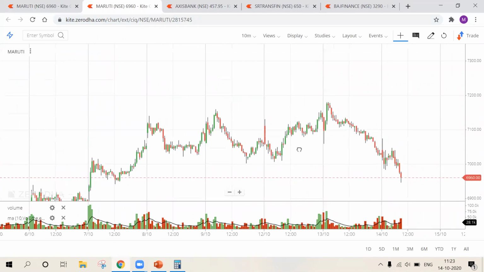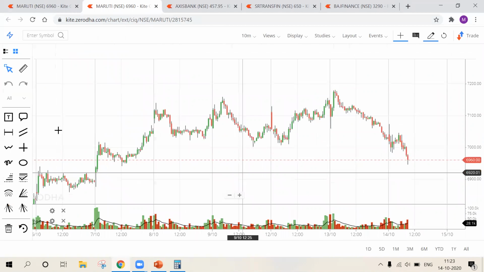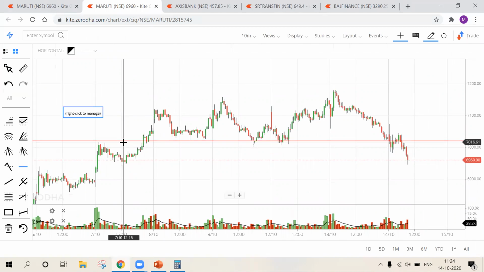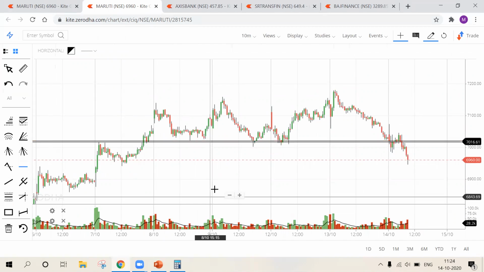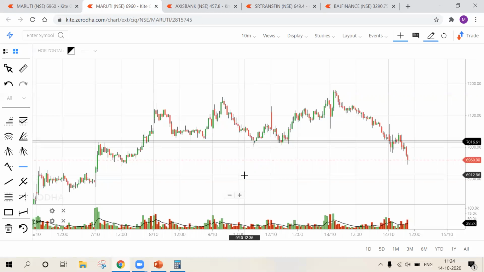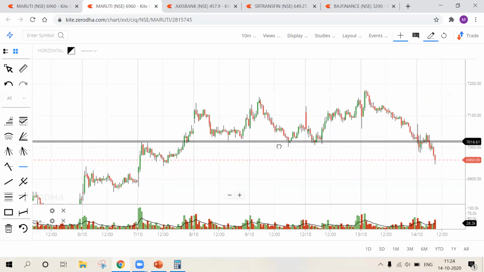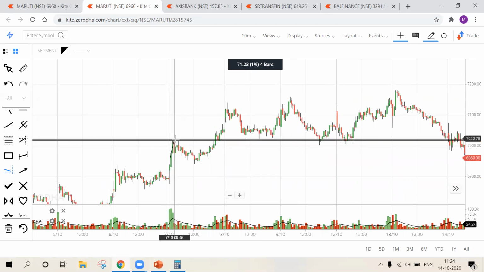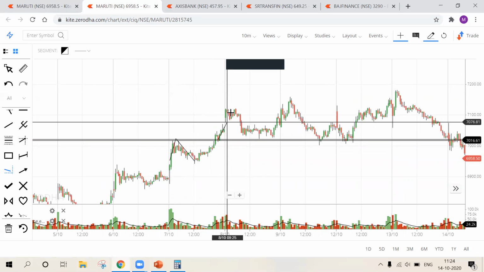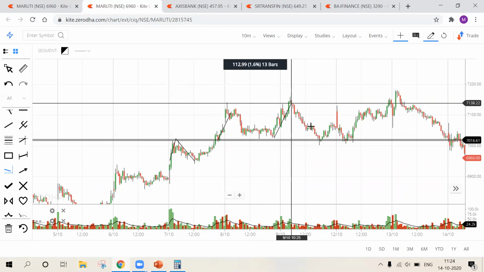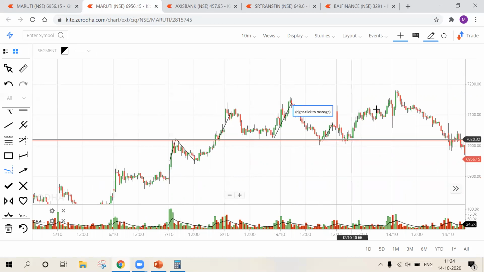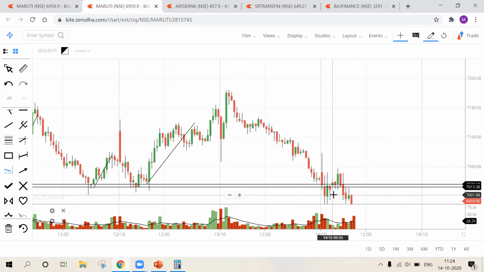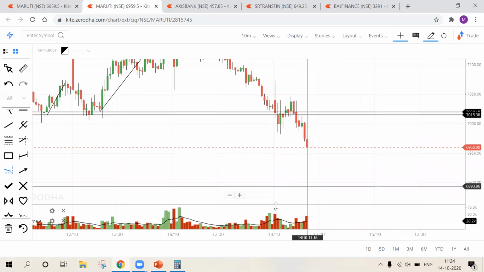Okay. Oh, what a fall. I have identified my key level. This is my key level because it acted as a resistance here. Later it acted as a support here. It also acted as a support here. It also acted as a support here. It also acted as a support here. Finally it broke. Okay. So live market.